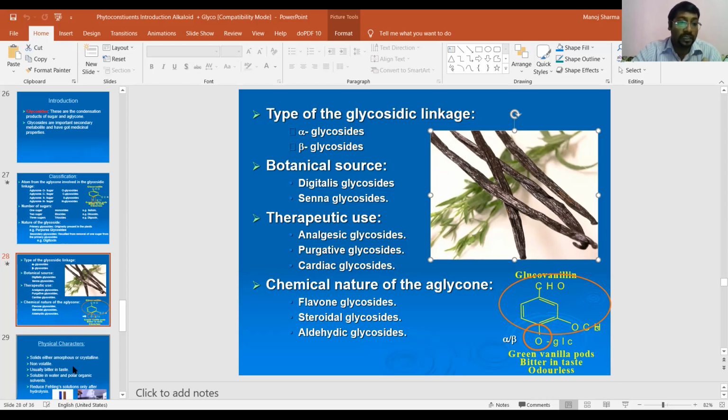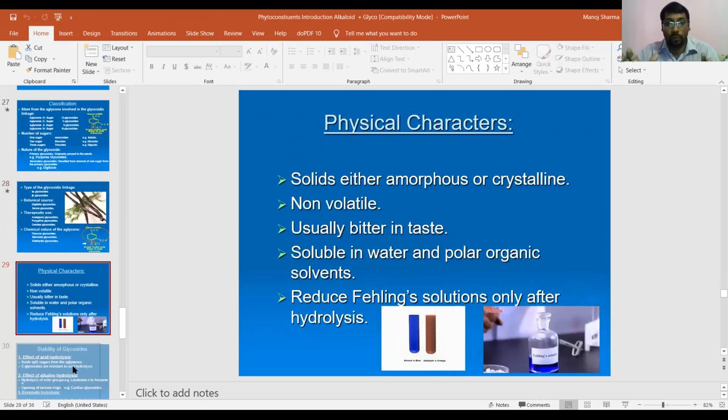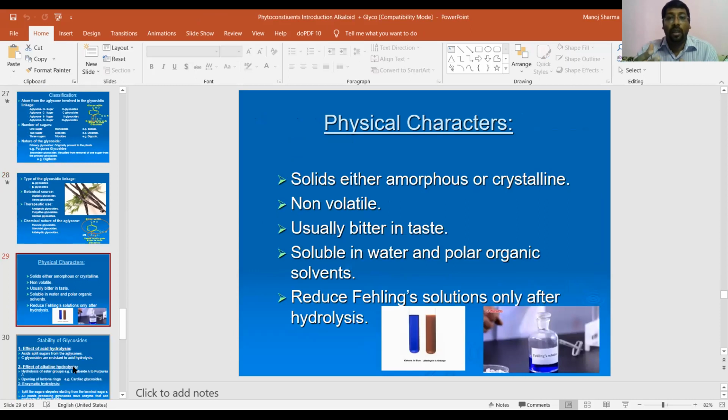Now if you see the next part, that is characteristics of the glycosides, and how they look. They can be amorphous or they can be crystalline, but most of the time they are solid as such. Like most alkaloids are also solid, similarly glycosides are also solid. They can be amorphous, they can be crystalline. They are non-volatile in nature, very similar characteristics as alkaloids. They are bitter in taste.